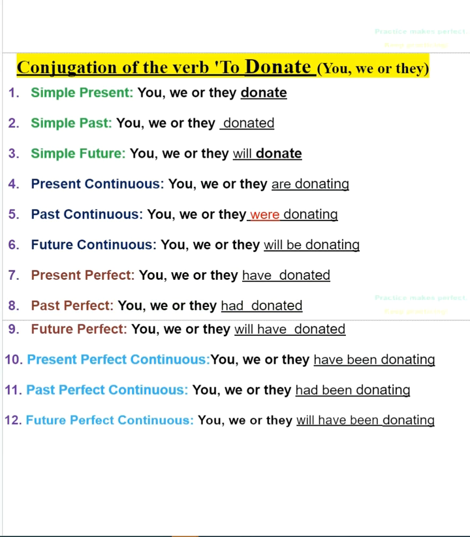9. Future perfect, you, we or they will have donated. 10. Present perfect continuous, you, we or they have been donating. 11. Past perfect continuous, you, we or they had been donating. 12. Future perfect continuous, you, we or they will have been donating.